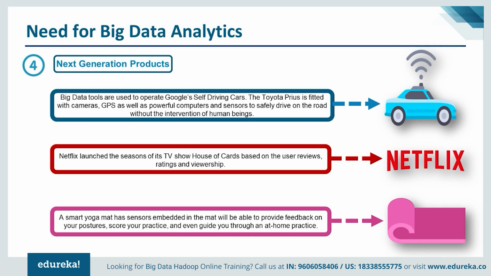Now moving on to the third example that I've cited here. It's one of the really cool things that I've come across. This is a smart yoga mat. It has sensors embedded in the mat, which will be able to provide feedback on your postures, score your practice, and even guide you through an at-home practice.